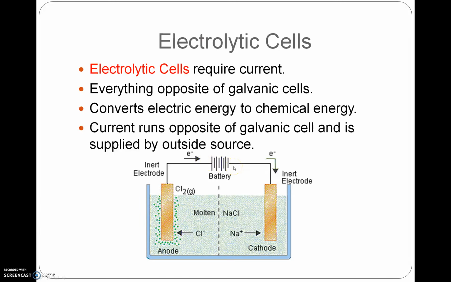Electrolytic cells need an outside source, which would be the battery here, in the galvanic cell, running it. The cathode of the galvanic cell would be right here, and it would be giving electrons to its anode, and in turn that would give electrons to the cathode of the electrolytic cell. And this is from coupled reactions.